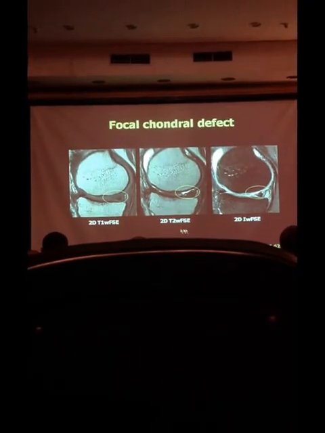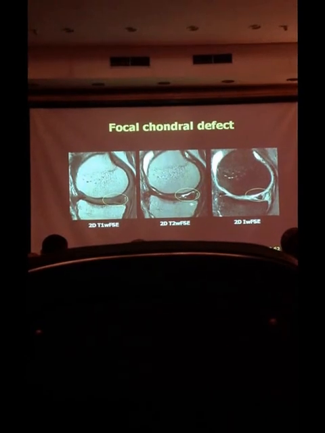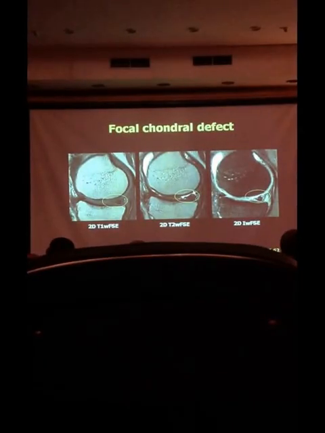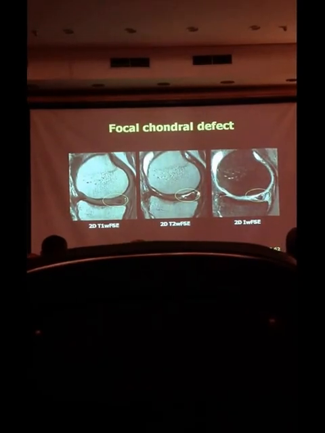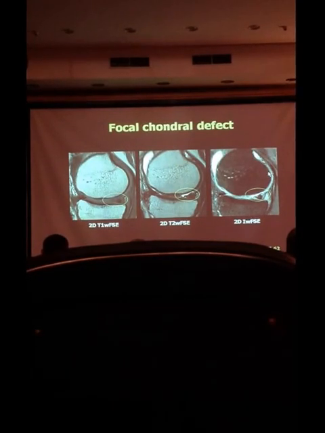And that's why it's easier to see here this focal chondral defect in the central region of the medial femoral condyle. Note that on T2 weighted sequences, the signal of cartilage, again, is extremely low. We lose a lot of signal because the time of echo is too long. And on intermediate weighted sequence, the time of echo is not that long, so we preserve more the signal from cartilage.